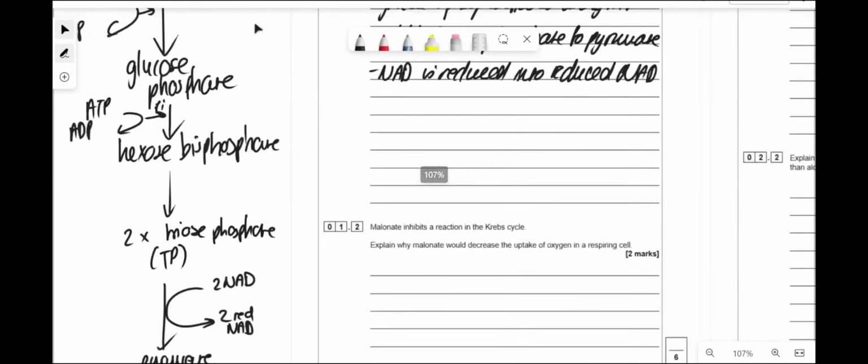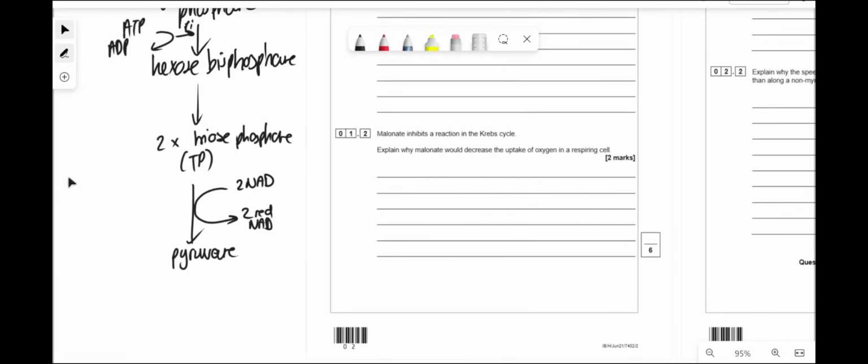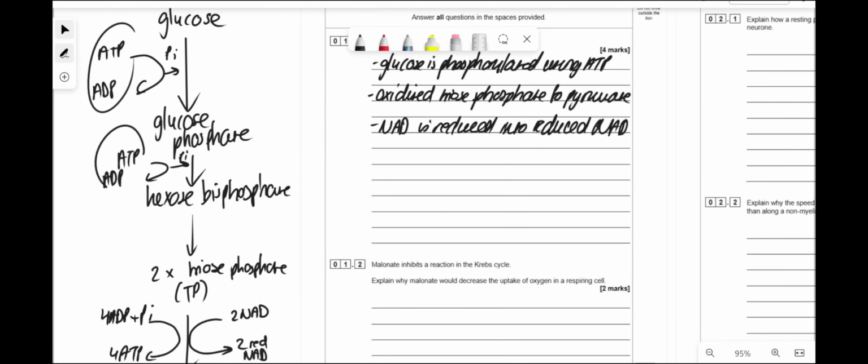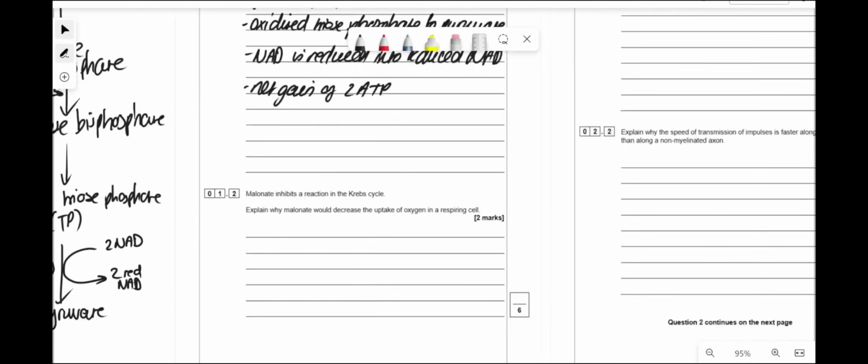And as well as that, one thing I forgot to mention, sorry, is that when this process happens, where you've got triose phosphate and pyruvate, you actually regain ATP. So 4 ADP and inorganic phosphates form 4 ATP. But because you use 2 up at the start, here and here, you've got a net gain of 2. So there is a net gain of 2 ATP. And there you go, that's how you would do the first one.